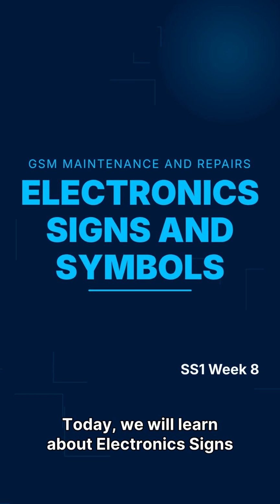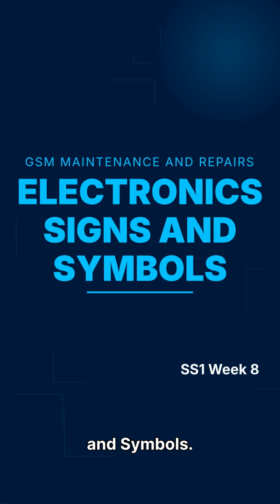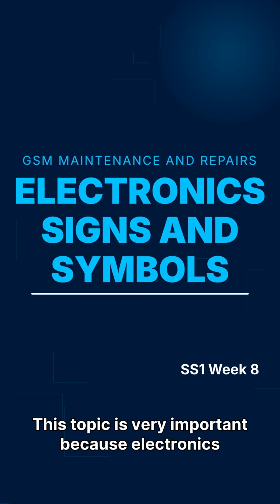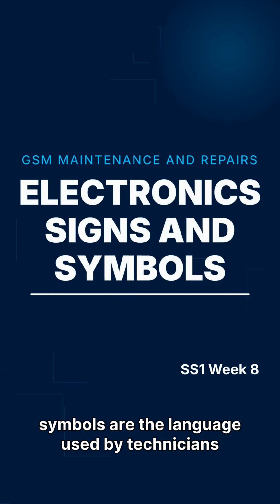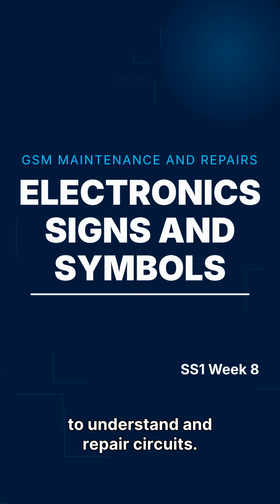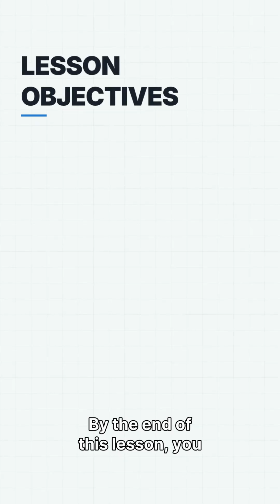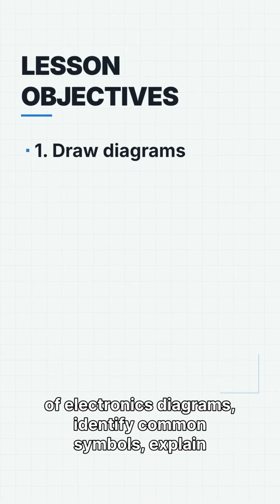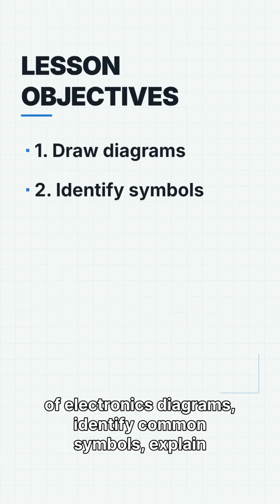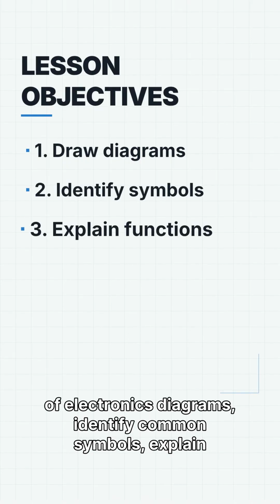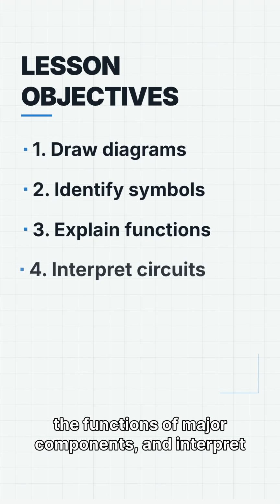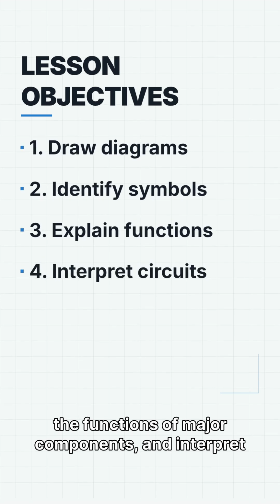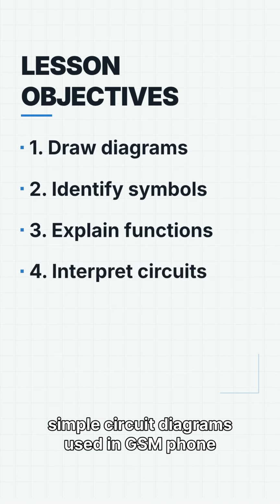Today we will learn about electronic signs and symbols. This topic is very important because electronic symbols are the language used by technicians to understand and repair circuits. By the end of this lesson, you should be able to draw different types of electronics diagrams, identify common symbols, explain the functions of major components, and interpret simple circuit diagrams used in GSM phone repair.